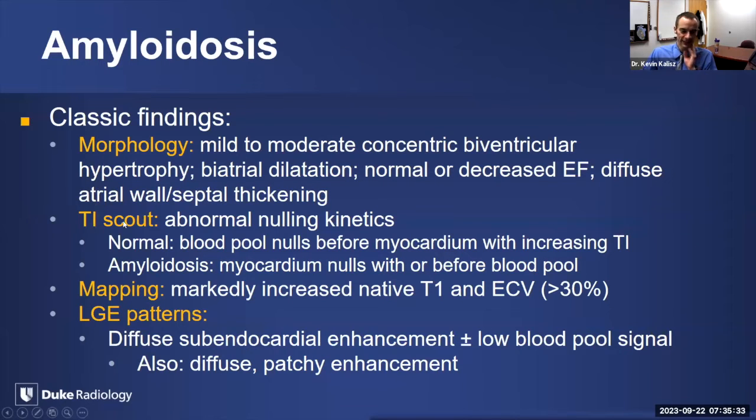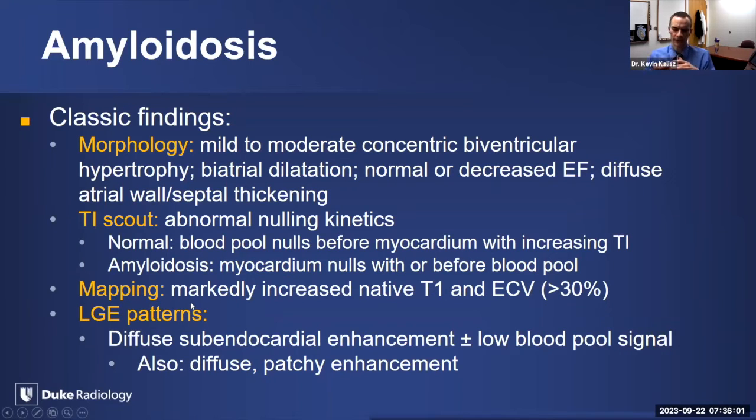I mentioned the TI scout. Normally these are kind of an afterthought and may or may not even be seen, and they're more for technologist use. But this is one where you can actually get a lot of diagnostic information, seeing that abnormal nulling, pharmacokinetics. Again, I didn't show mapping here, but this is one where I think T1 mapping and ECV are of value. These typically have markedly elevated T1 values and ECV.